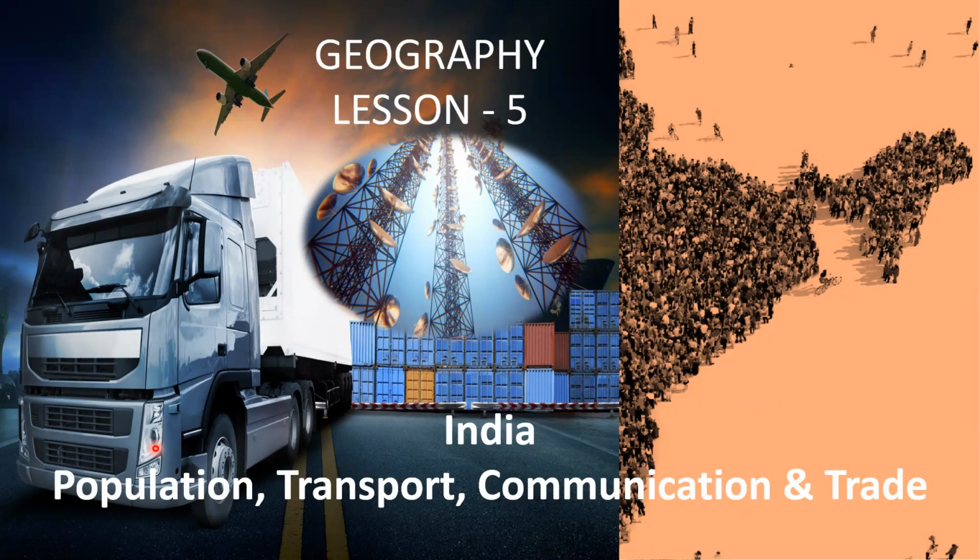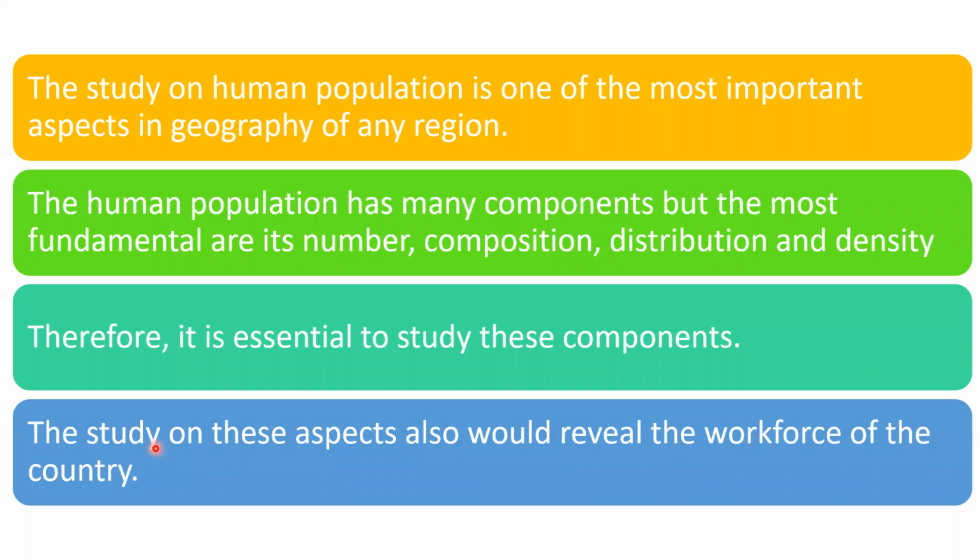First, let us see about population. What is population? Population refers to the total number of people living in a particular area. Population helps us to get an estimate of the number of people and how to act accordingly. For instance, if we know the particular population of a region or city, we can estimate the number of resources it needs. The study of human population is one of the most important aspects in geography of any region.